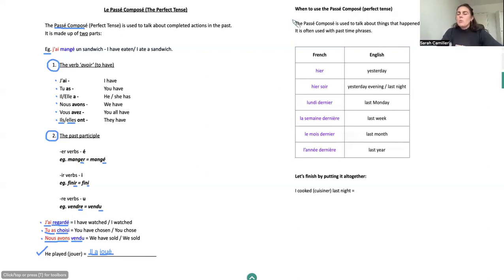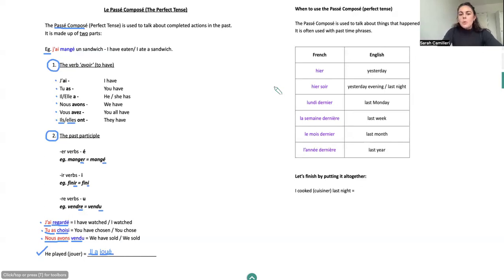Now, people often wonder when we might use the passé composé, and they can get quite confused because there are a few different past tenses in French. However, one of the most common ways to identify when you're using a passé composé verb is with specific time phrases. And I've given you a few here in the table. For example, hier, yesterday, hier soir, yesterday evening, and so on.